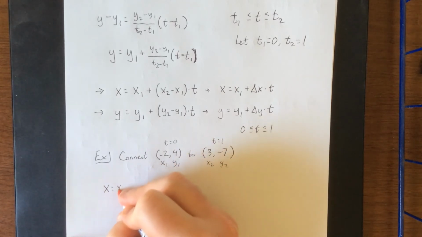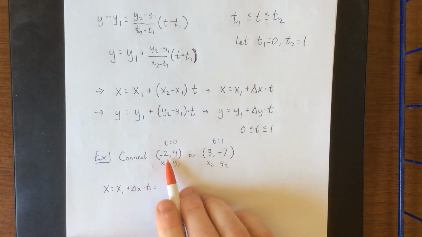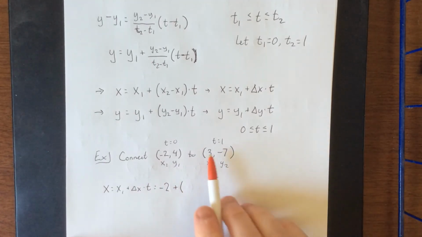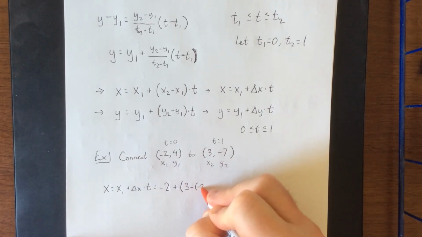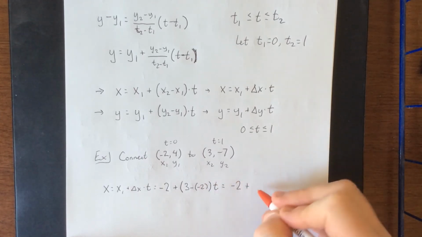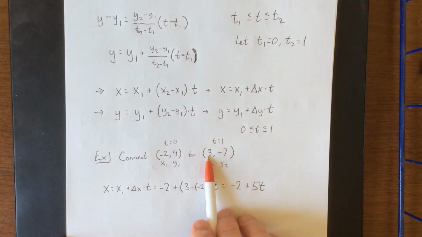So we just said x is equal to x1 plus the change in x times t. Well, x1 in this case would be negative 2 plus the change in x would be x2 minus x1, or 3 minus negative 2, times t. So this will be negative 2 plus 5t. You can verify for yourself that when we plug in t equals 0, we'll get x equals negative 2. And when we plug in t equals 1, we'll get x is equal to positive 3, which is exactly what we want.